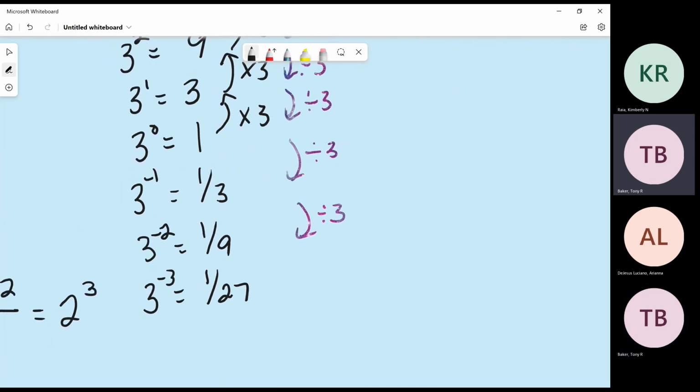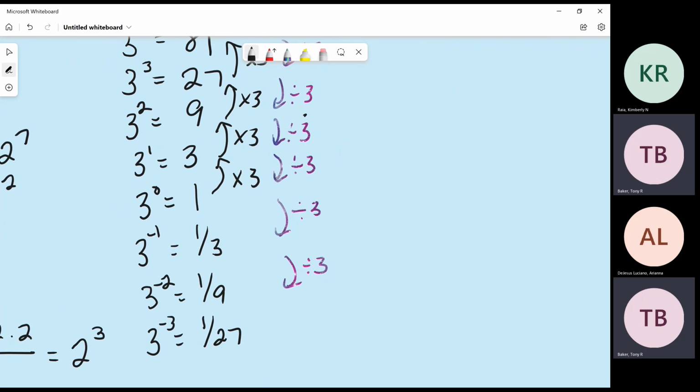Now, look at these 3 down here compared to these 3 up there. What do you notice? They're the same, but it's underneath the 1. So 3 to the first power is 3. 3 to the negative first power is 1 over 3. 3 to the third power is 27. 3 to the negative third power is 1 over 27. So a negative exponent just reverses, changes its place.